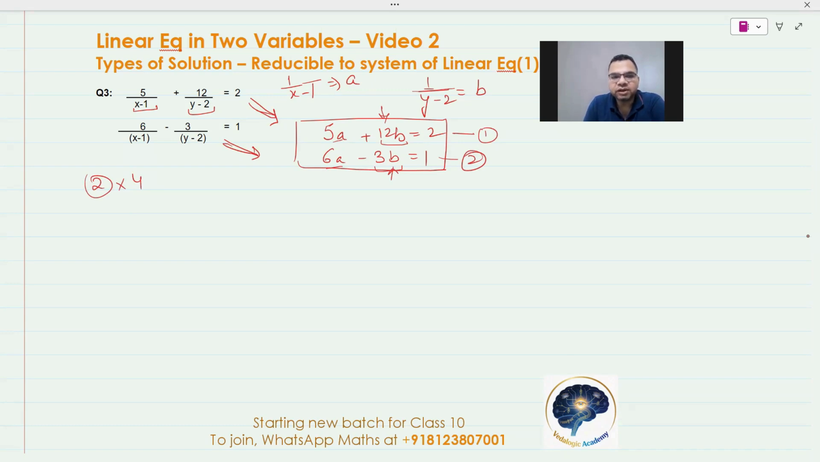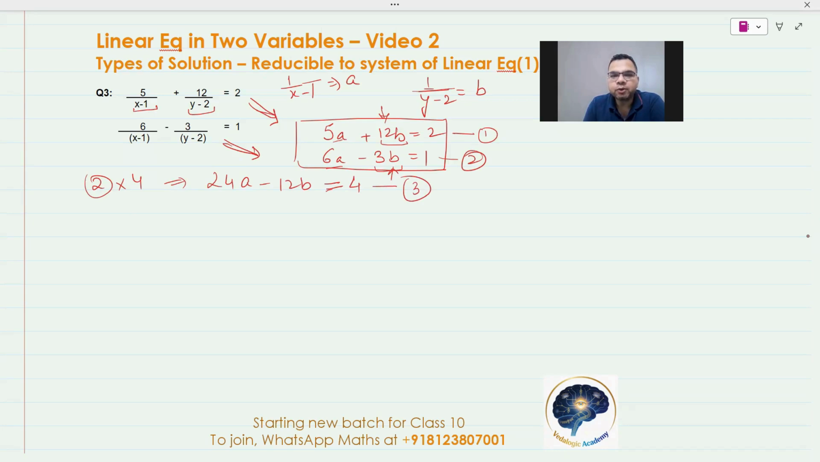So 4 into 6 is 24, 24a minus 4 into 3 is 12, minus 12b equals to 4 into 1 is 4. Whenever I am multiplying a number with the equation, I have to multiply on both the sides, on the left hand side as well as on the right hand side. So that's what I have done now. So we have 24a minus 12b equals to 4. So this becomes my equation 3.